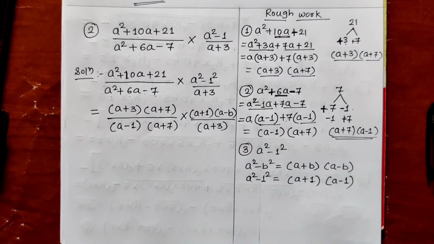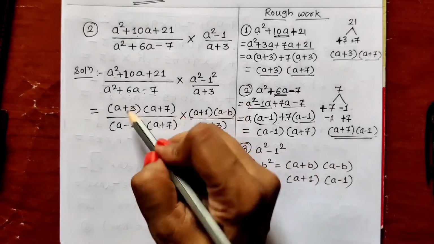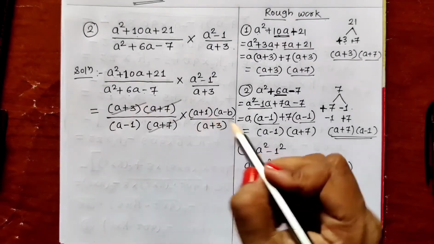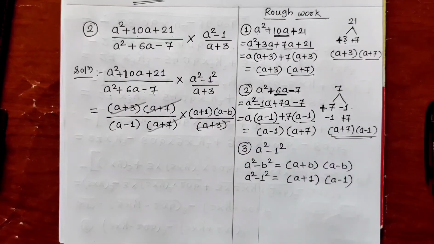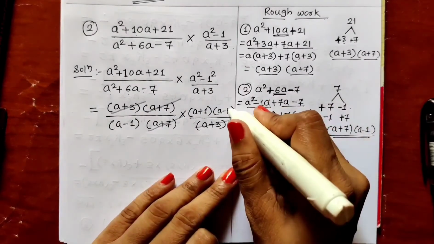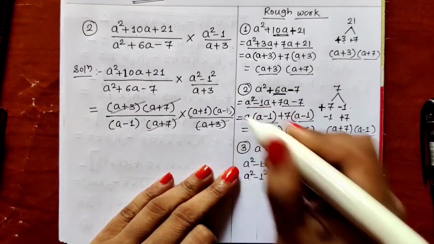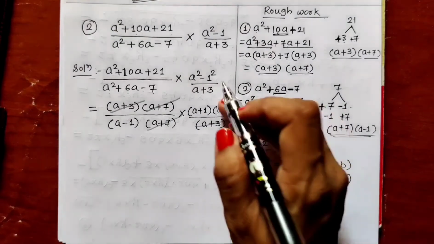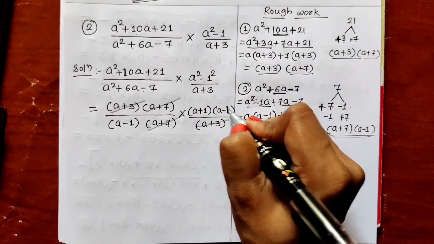Now we have to cancel the same brackets from numerator and denominator. So I can cancel the a plus 7 bracket and the a plus 3 bracket. Here by mistake I have written b, I should write 1. Okay, a plus 1 and a minus 1 we have got. So I should write 1 here.